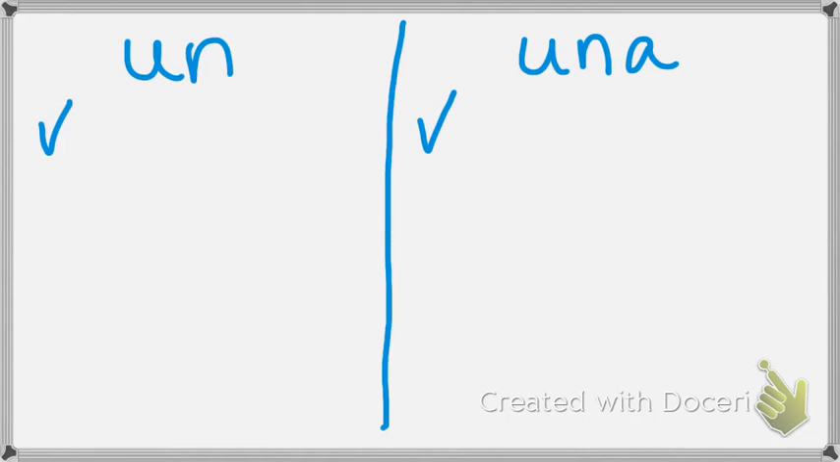If I say "cuaderno," will that be "un" or "una"? It should be "un." And if I say "nariz," it should be "una." What about for "pupitre," for desk, "pupitre"? That's going to be "un."